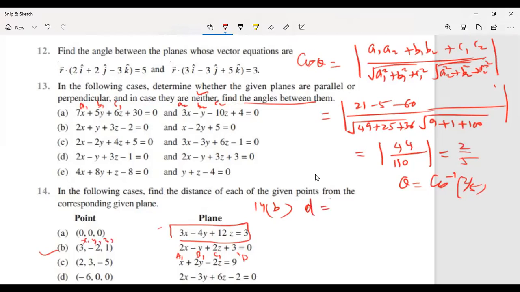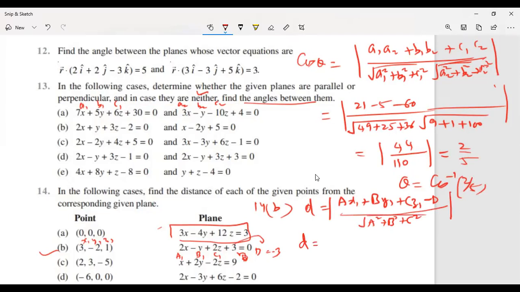Then the perpendicular distance formula is a x1 plus b y1 plus c z1 minus d, because d we are taking on the right hand side. Ax plus by plus cz is equal to d. So this is minus d. Actually, this will come here, then it will be plus d. D is equal to 3 here. And divided by under root a square plus b square plus c square. Just put the values in this formula.